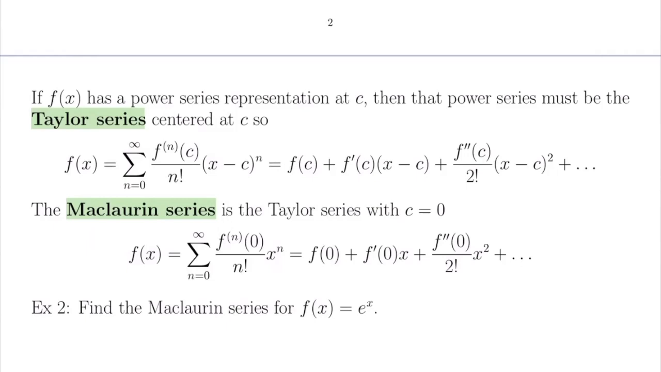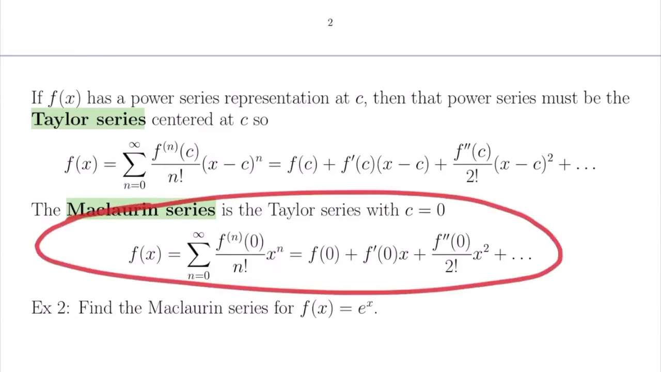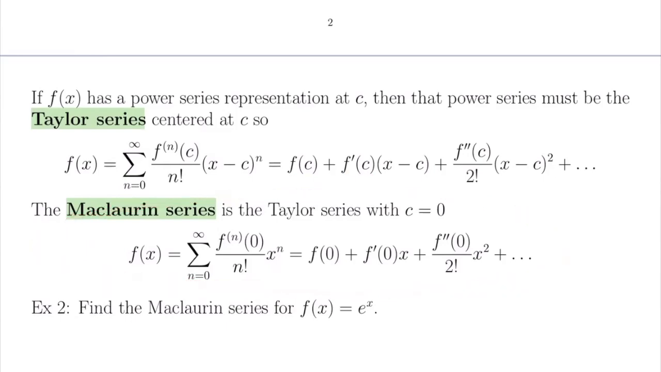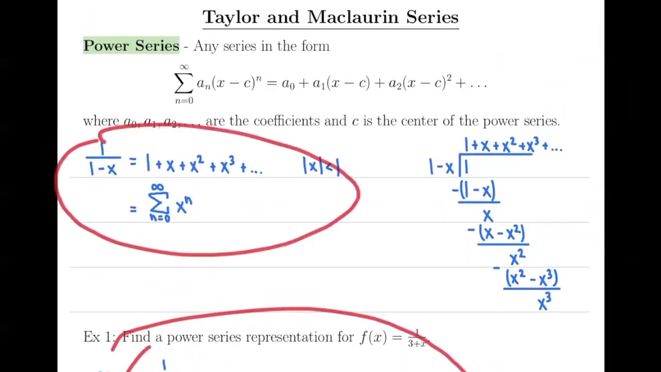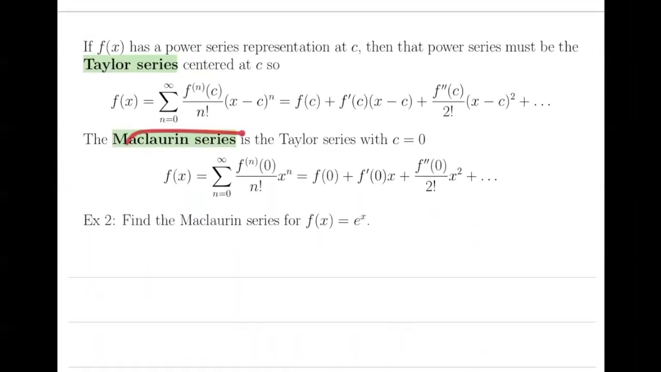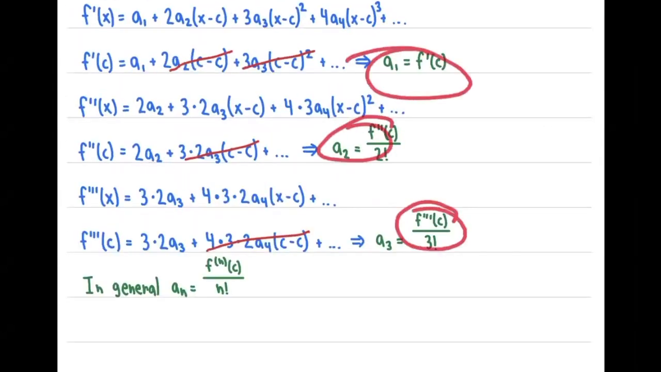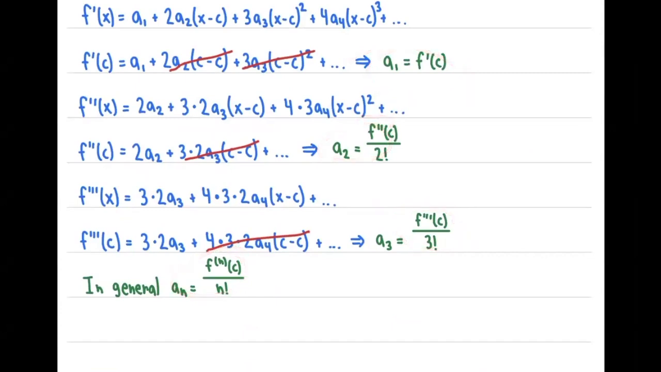And all of the problems that we did can be done using these formulas now. Specifically this formula, because we centered everything at 0. You can redo these problems using this Maclaurin series formula, and you'll get the exact same answer. So you don't have to get the answer using an already known power series anymore. That's how magical these formulas are, and that's how easily we found these coefficients, just by taking derivatives and plugging in c.